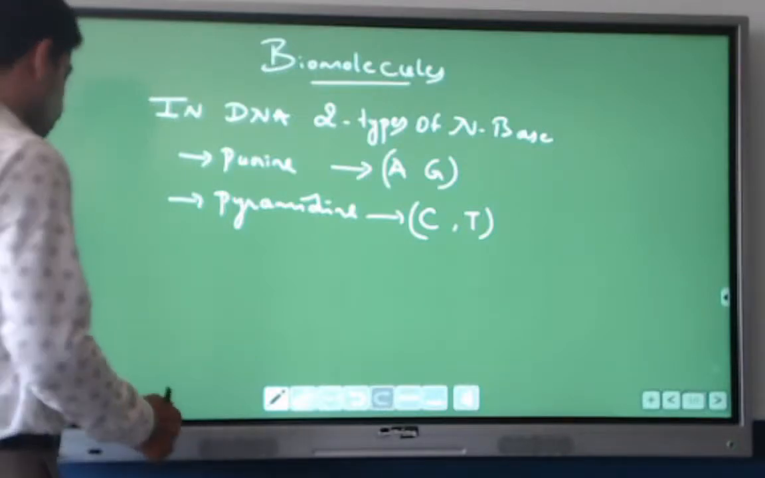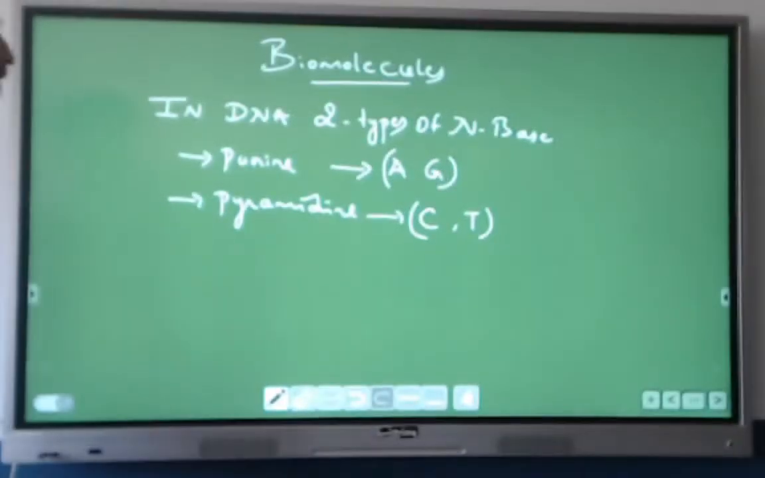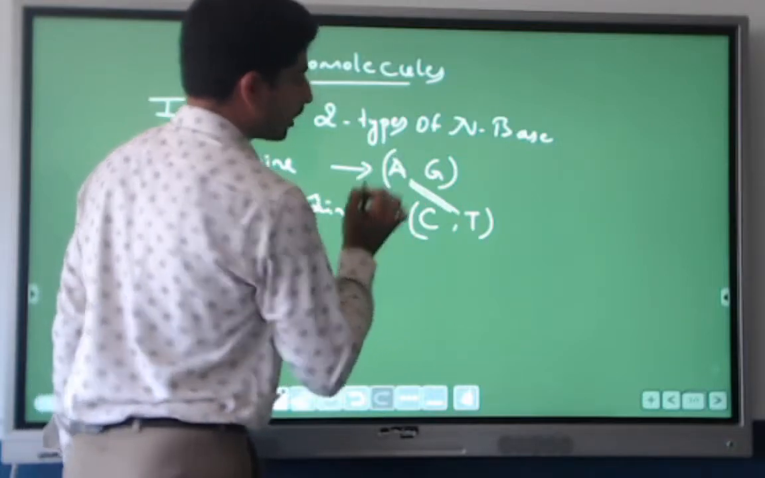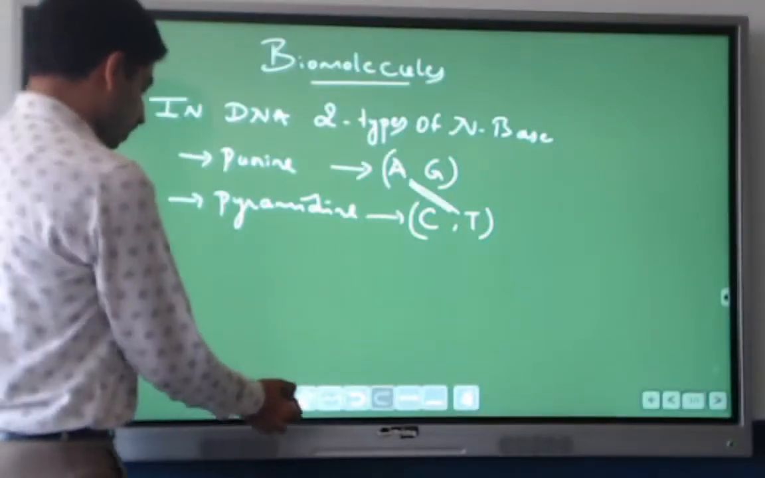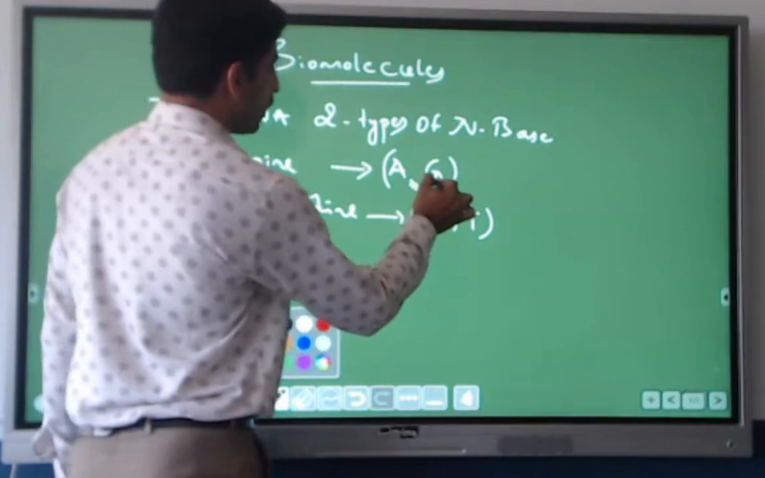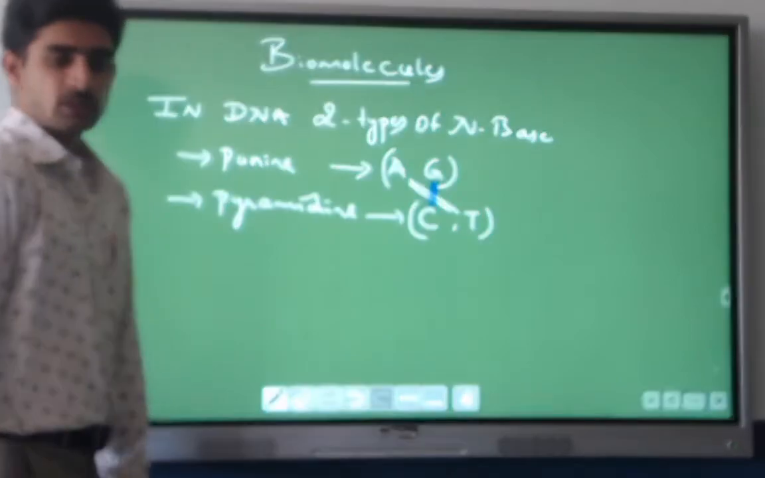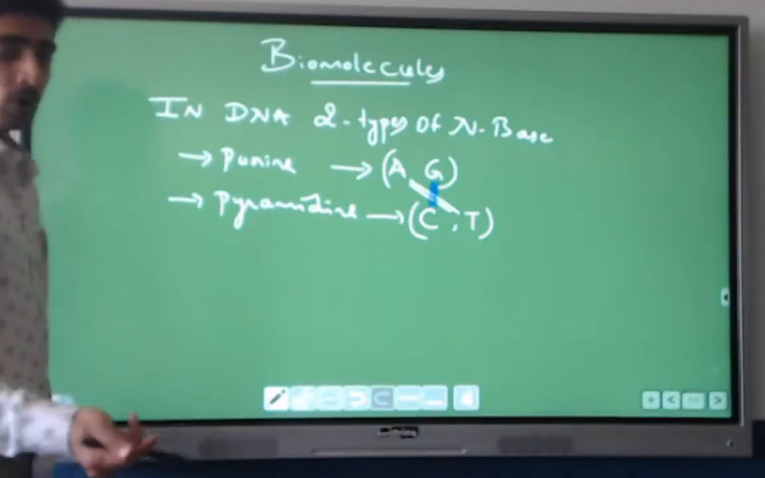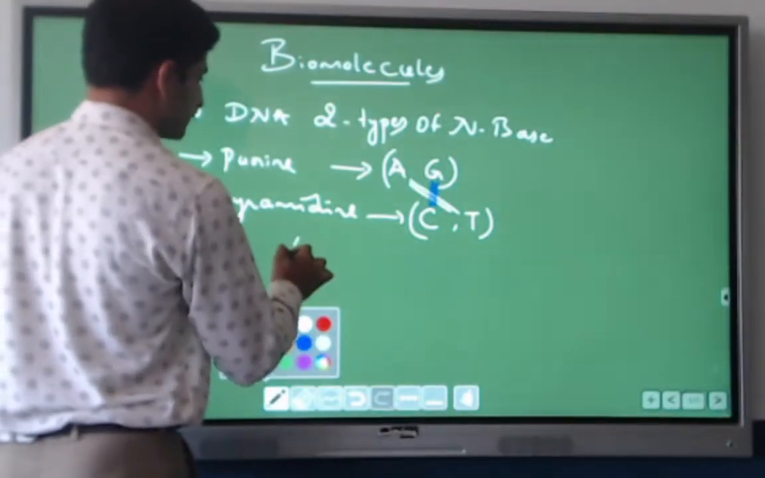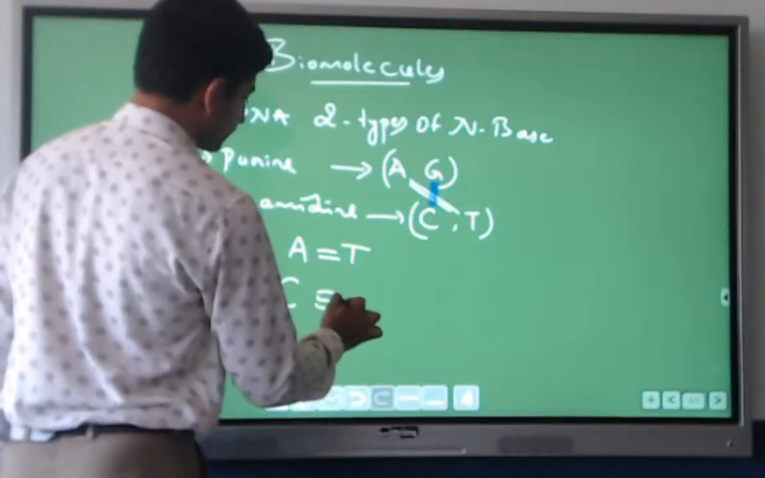Always remember one thing: complementary bases means pairing bases. Adenine is going to pair with thymine with a double bond, whereas cytosine is going to pair with guanine with a triple bond. So, what complementary bases did you get? Adenine with thymine, cytosine with guanine.